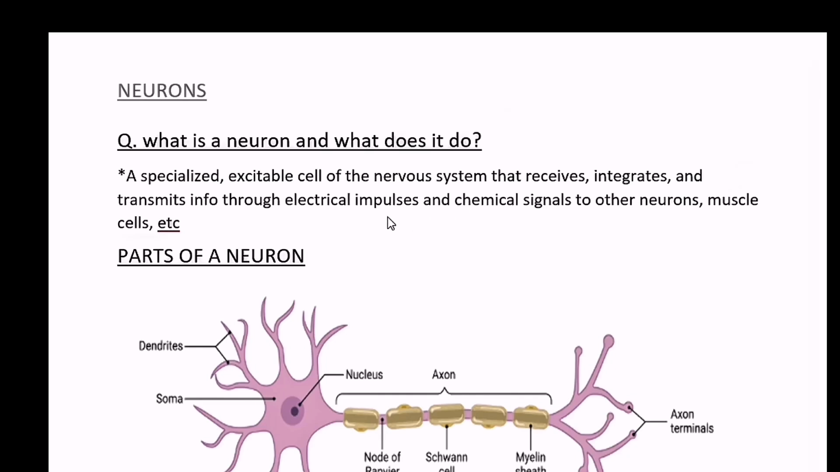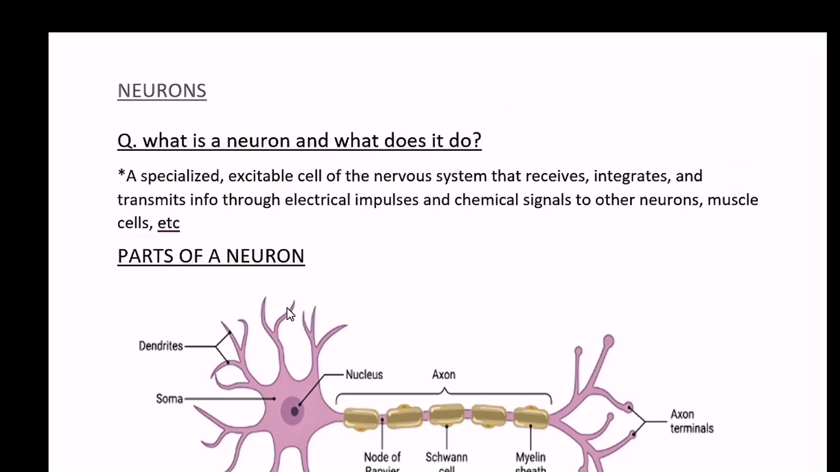From this definition, let's define a few terms. Number 1. When a cell is specialized, it means that the cell is structurally and functionally adapted to its function. Number 2 is excitable, which means the cell is capable of generating action potentials or electrical signals on its own.